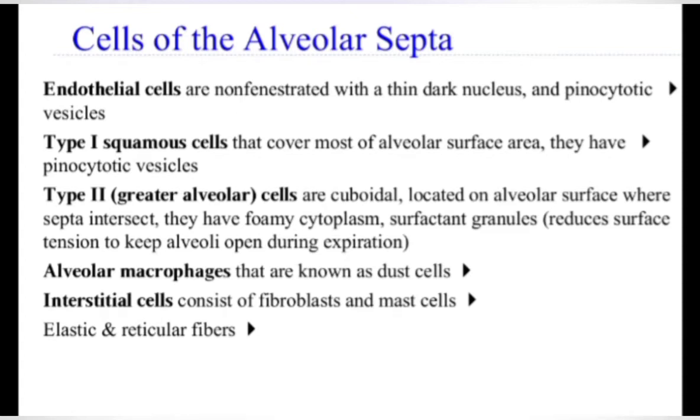The surfactant is a material which reduces the surface tension to keep the alveoli open during expiration. Then we have got the alveolar macrophages that are known as the dust cells. And then interstitial cells consist of fibroblasts and mast cells. There are elastic and reticular fibers.